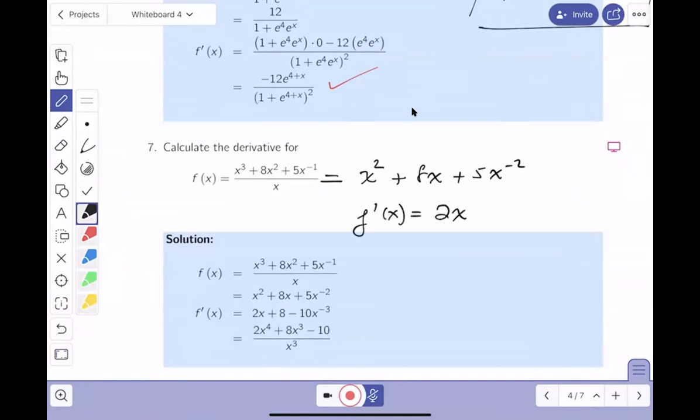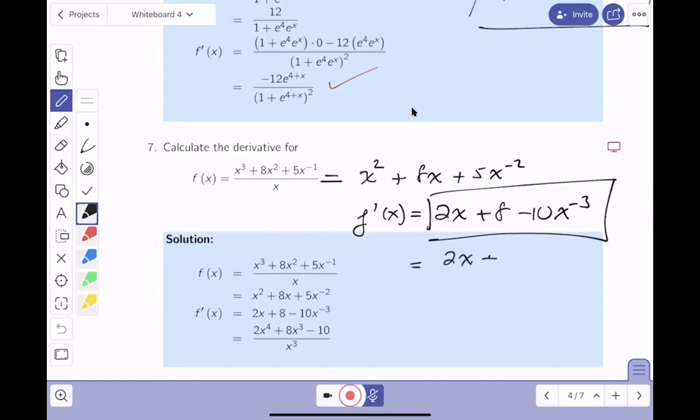2x plus 8 minus 10x to the minus 3. Put a box around that, indicating that's my answer. But then I see their answer, and I see their answer is different than mine. So I'm going to write this down for you. I want to see if I can match it.